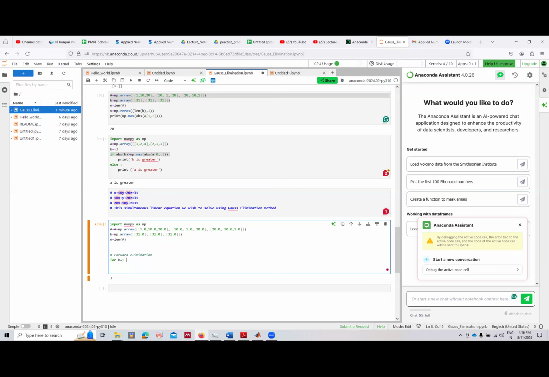This can be represented in Python as k in range n minus 1. Indexing starts from 0 in Python, so it will start from 0 and go till n minus 2. I hope you have already learned about the range function and have used it in some of your programs.